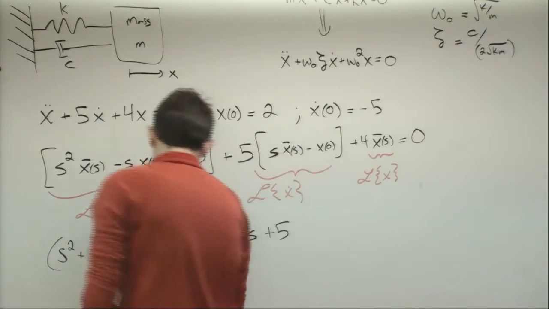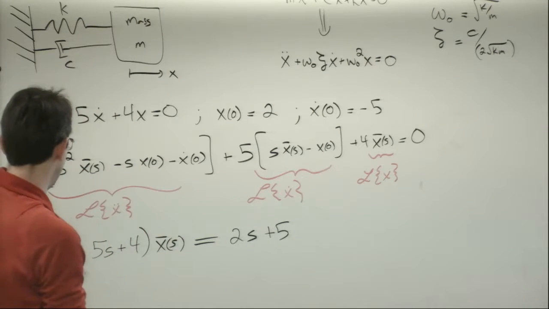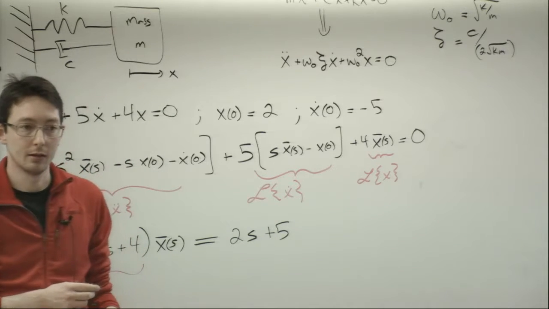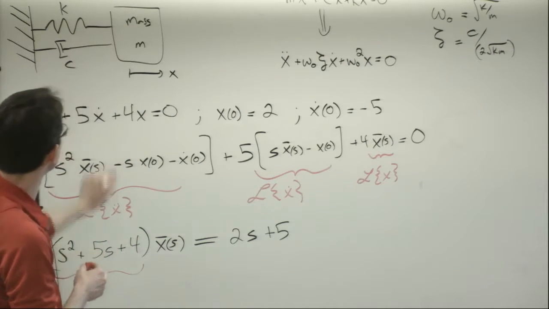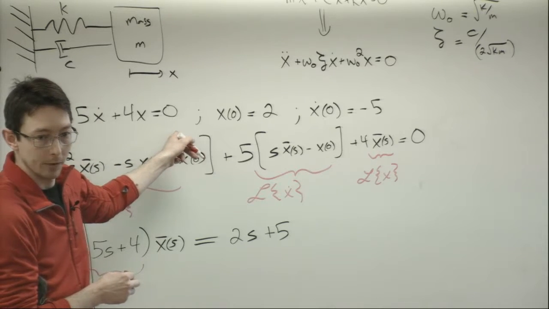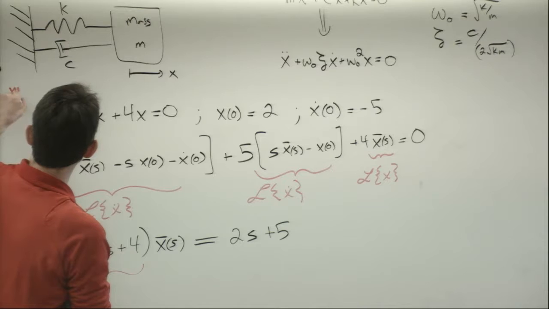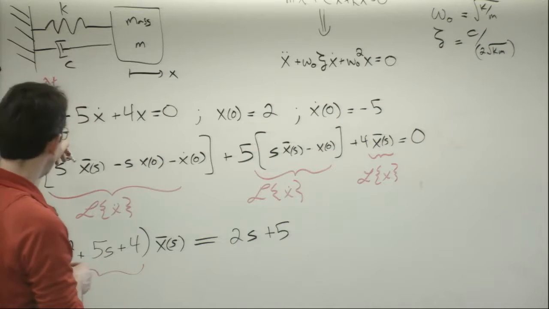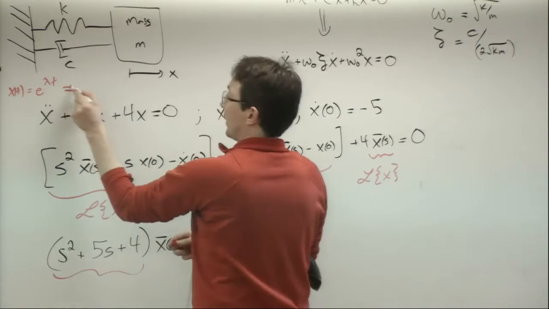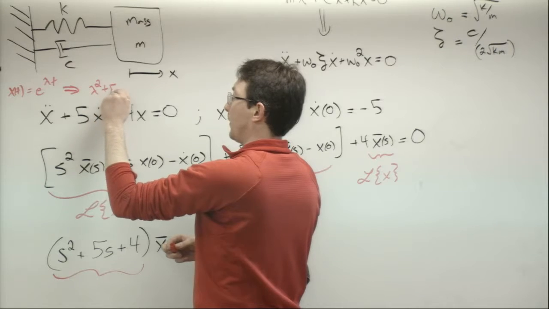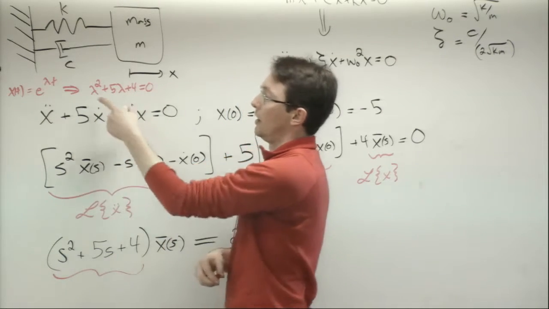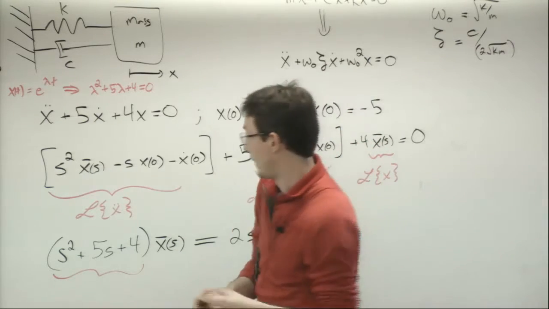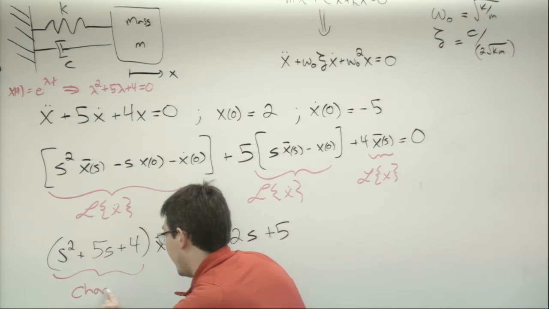We have a few really interesting things happening here. So first of all, what is this expression on the left-hand side? This is the characteristic polynomial of this differential equation. Remember, if I plugged in x of t equals e to the lambda t into all of these terms, I would get a characteristic polynomial, lambda squared plus 5 lambda plus 4 equals 0. And the solutions of this characteristic polynomial would be my eigenvalues.